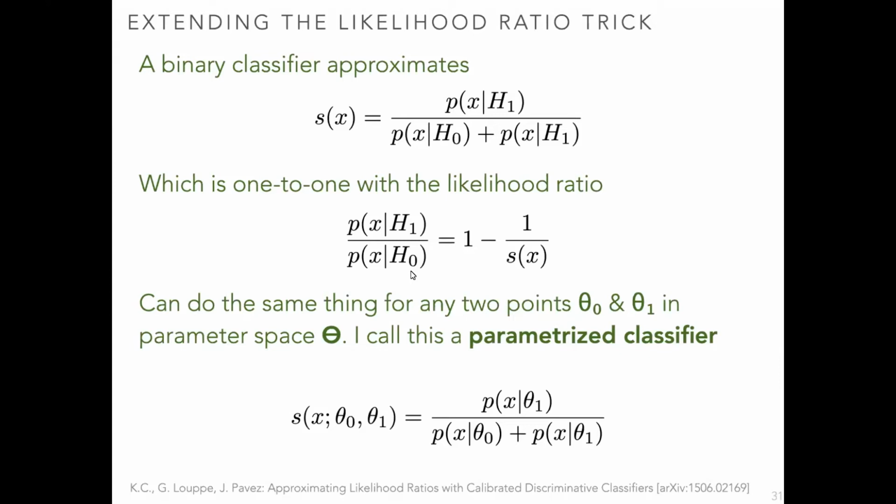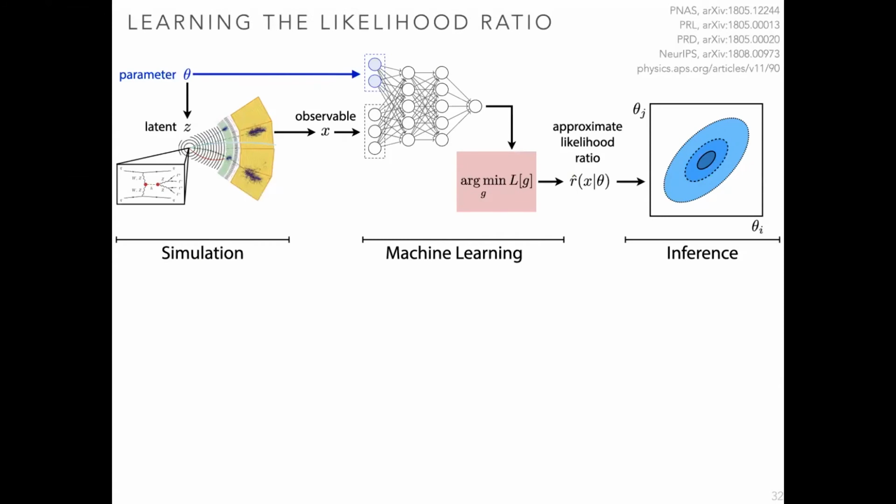And instead of doing that for every possible pairing of theta naught and theta 1, instead I can create a neural network that I call a parameterized classifier that depends on the data, and then the two values of theta that you want to compare. And oftentimes you just fix one of these to be some reference, so it doesn't explicitly depend on the alternate. And so now you can scan across the parameters and evaluate the likelihood ratio continuously as a function of theta. So this was the idea that I just explained, and that was the first set of papers that we had on the subject.